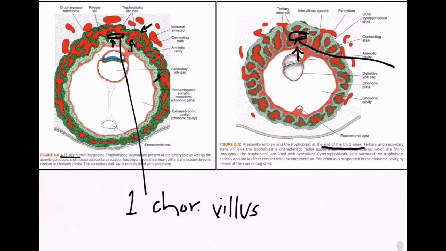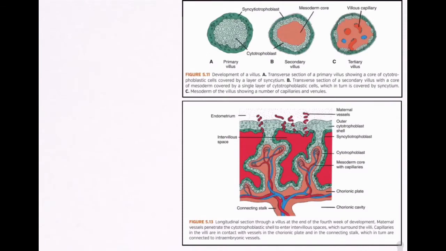Well, that dark red region is the development of capillaries, or fetal capillaries, within the extraembryonic core. So now you have syncytiotrophoblast outside. Just within that you have the cytotrophoblast. Within that you have the extraembryonic mesoderm, within which are developing the fetal capillaries. So according to this, the chorionic villi are differentiated into primary, secondary, and tertiary. So let's have a closer look at what that looks like in a transverse section.